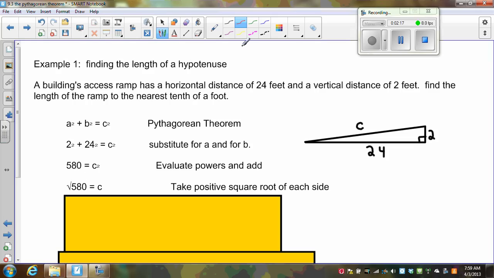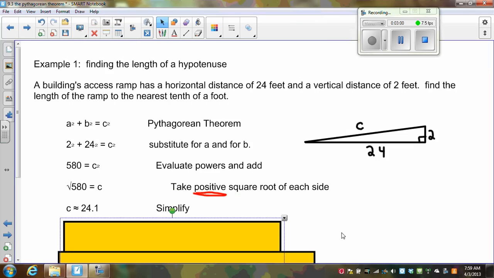What they mean by this positive square root, in order to get 580, we can do it two ways. If you plug into your calculator the square root of 580, you get 24.083. So if you did 24.083 times 24.083, you'll get 580. But you could also do negative 24.083 times negative 24.083 and get positive 580. That's what they mean by the positive. In this case, it has to be positive because you can't have a negative distance.